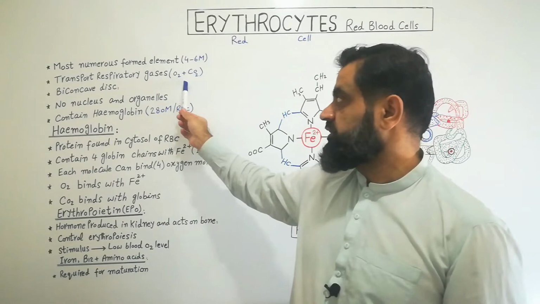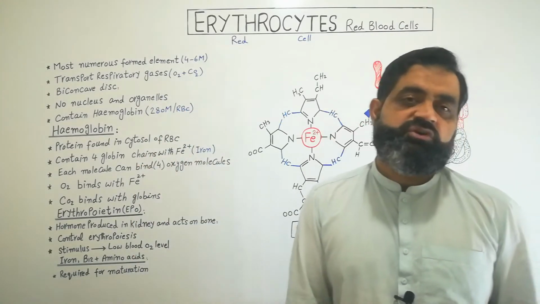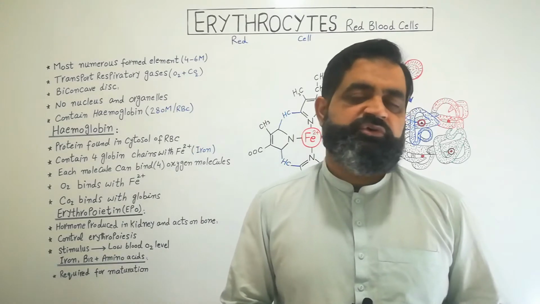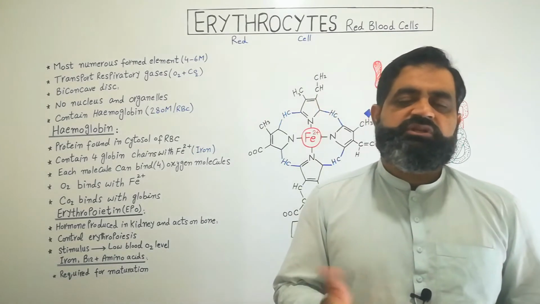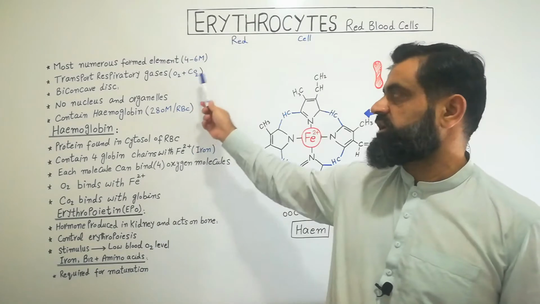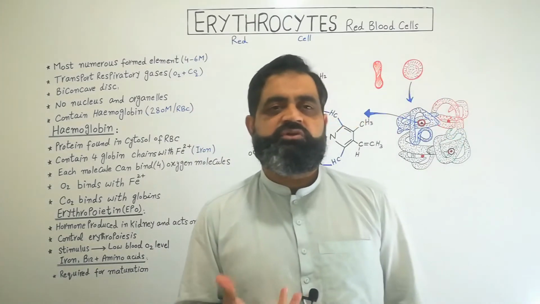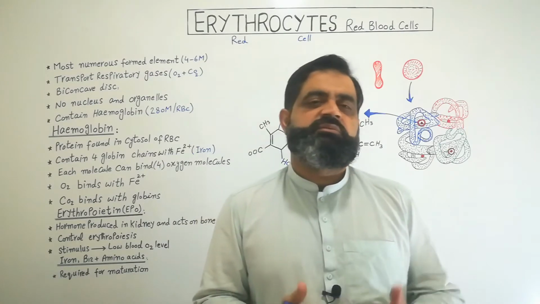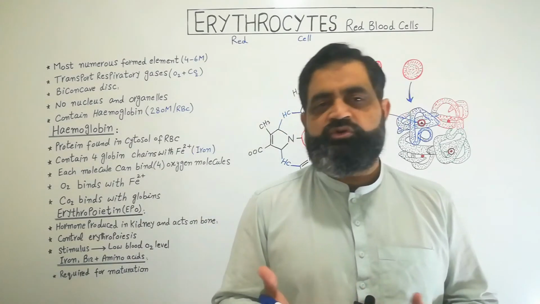And the second point is the function of RBC, the erythrocyte. The function of erythrocytes is transport of respiratory gases. As you know, there are two respiratory gases, oxygen and CO2. Oxygen is used for metabolism in our body, while CO2 is produced as a result of metabolism, which is a byproduct and must be removed from the body.